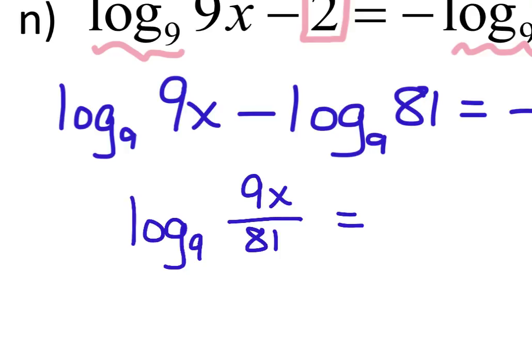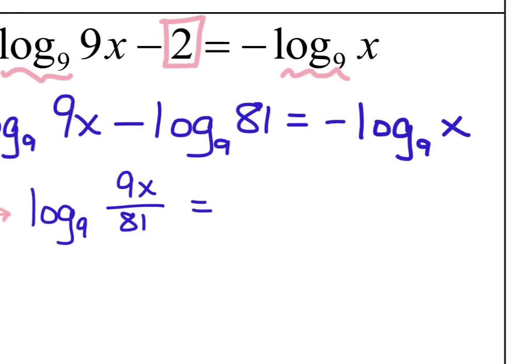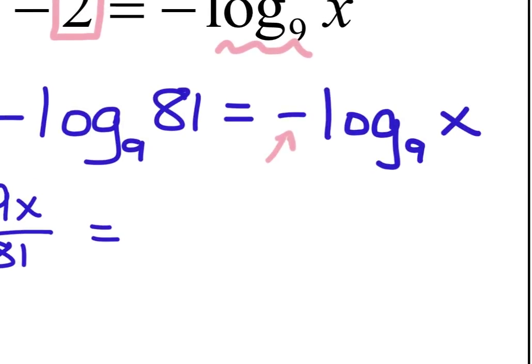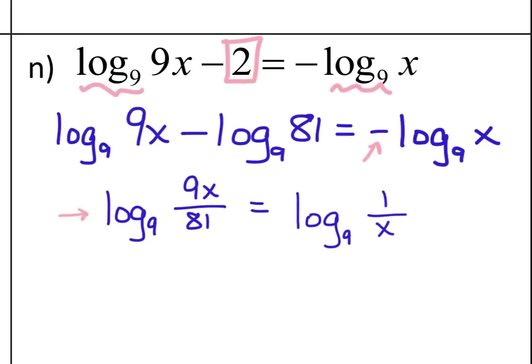Now on the, did I say on the right? This is on the left. On the left, I'm going to write that as log base 9 of 9x over 81. But on the right, I'm also going to deal with the negative here, and I'm going to rewrite the right-hand side as log base 9 of 1 over x, and that's x to the -1 power.